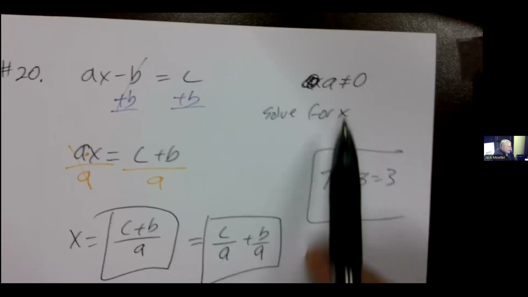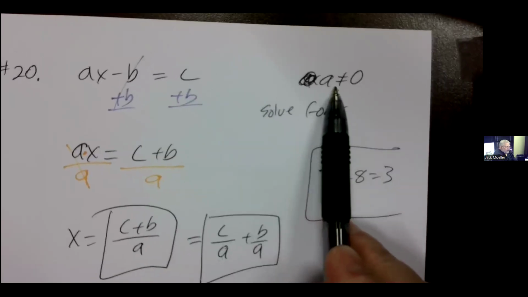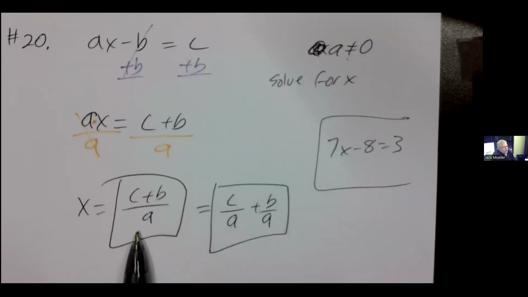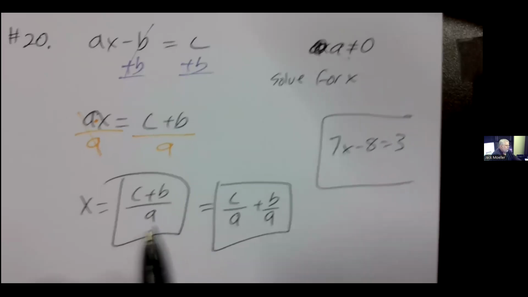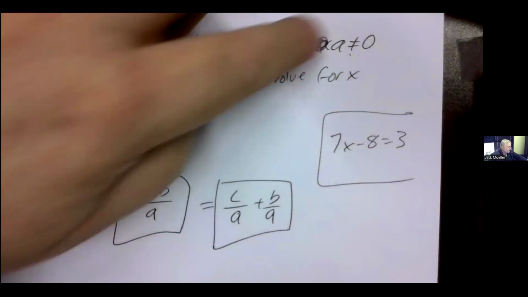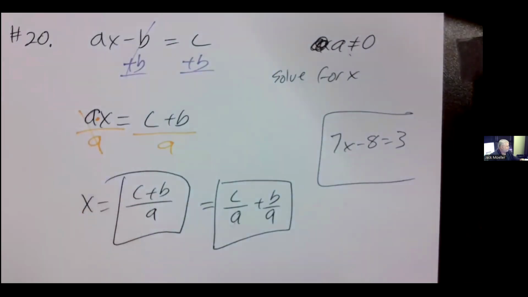The other thing, why is a not equal to 0? Why did they put that in the problem? Well, look at our answer. Can we divide by 0? If you try any number divided by 0, you're going to get an error because we can't divide by 0. 0 can be on the top, but we can't divide by 0. That's why they put that in there, because they knew at some point we're getting down to here.